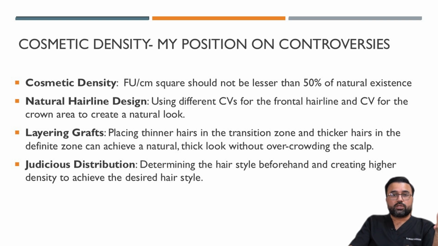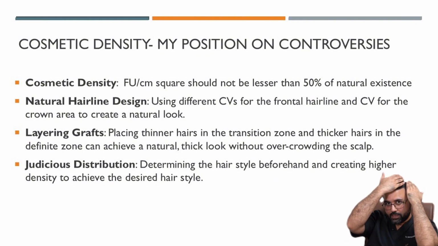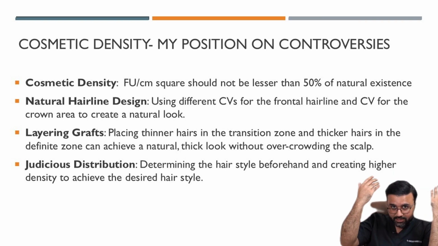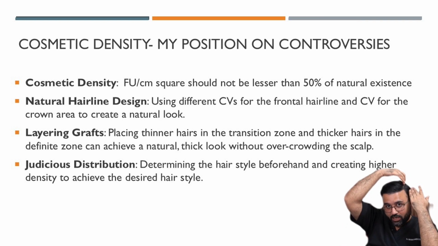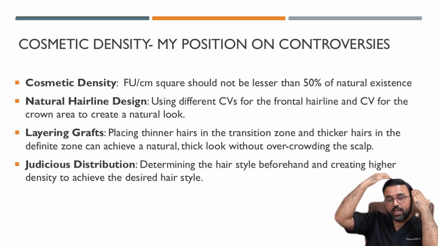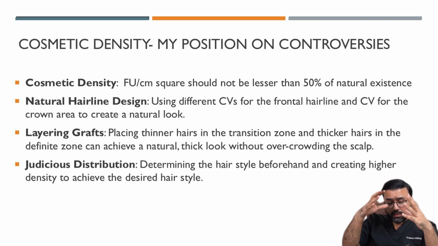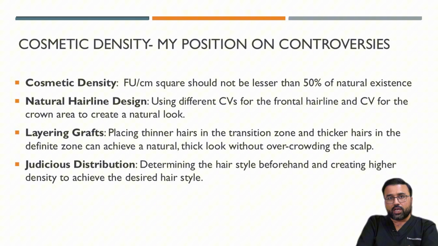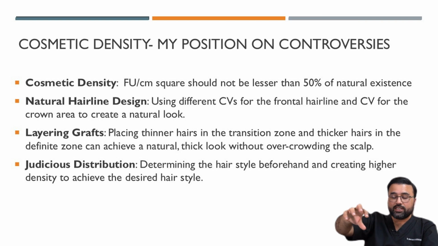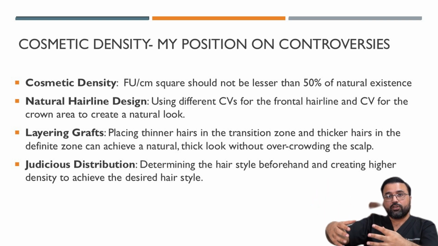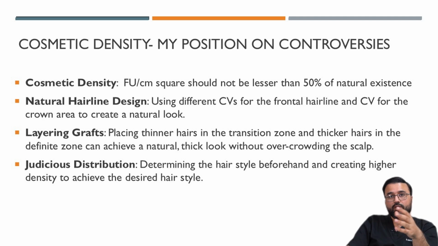Then the judicious distribution. Before the time of hair transplant, we decide about what the hairstyle would be. So for example, if some person has a hairstyle like I have, we can put more grafts at the sides where he has to make the curl and to make a hairstyle. Making a hairstyle before time and discussing with the patient, and then judiciously distributing the grafts at the strategic sites from where a hairstyle can be made, can be very effective.